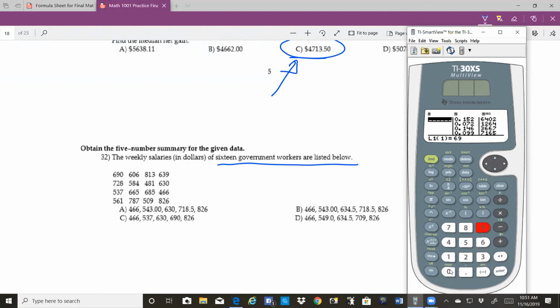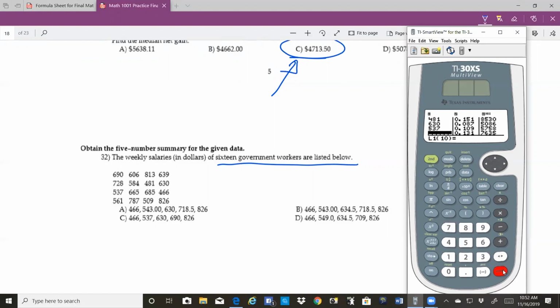And that'll be 690, 606, 813. Takes a little while to do this, especially if you're pointing on the screen like I am. 728, 584, 481, 630, 537.